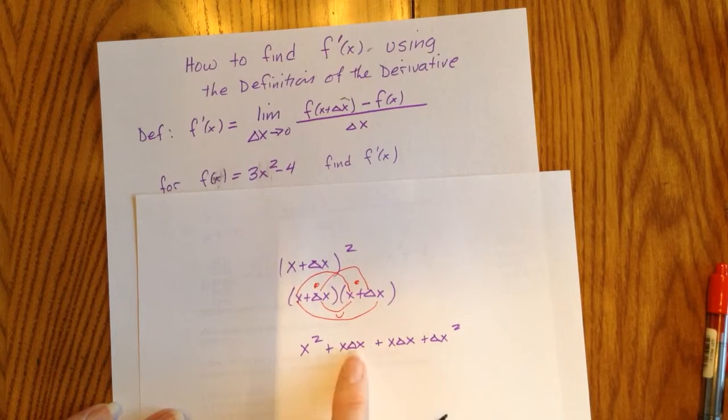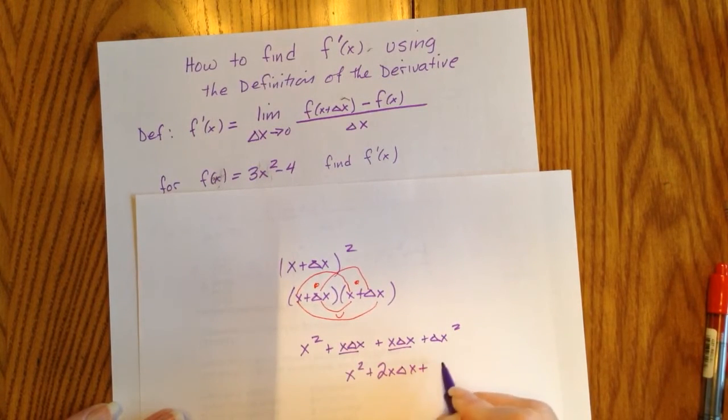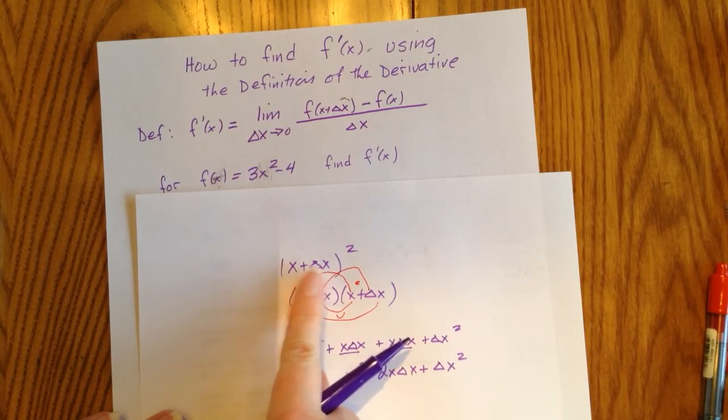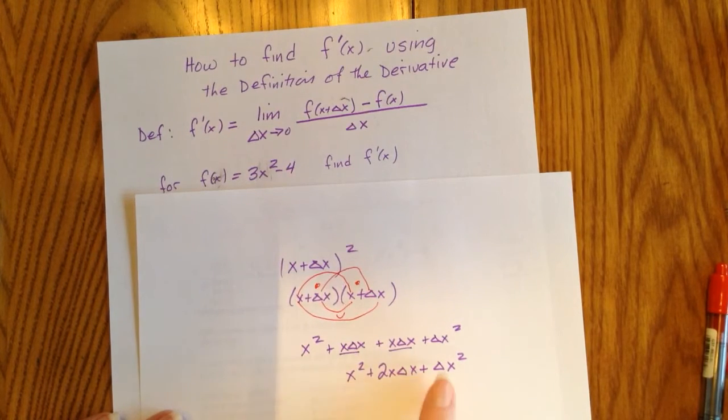We can combine these two. They are like terms. I have one of these and one more of these. That makes 2x delta x plus delta x squared. Now, I don't do this for real when I'm doing this alone. You square the front, you square the back, twice the product of the two. Square the front, square the back, multiply them together, and double it. That's the shortcut for perfect squares.